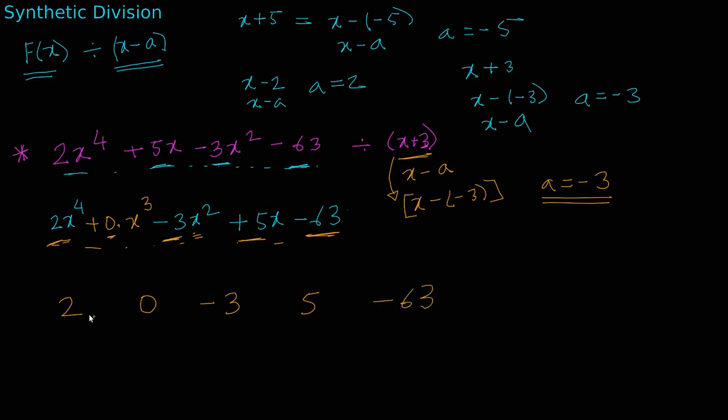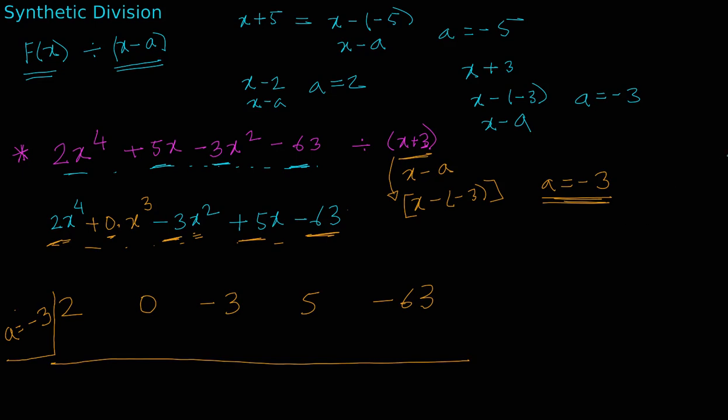So I set up my problem, and then I am going to draw a box here, and in that box I'm going to write down my a. What is my a? A equals -3, so I'm going to write down a equals -3 here. And then I am going to draw a horizontal line. All right, so I set up my problem.